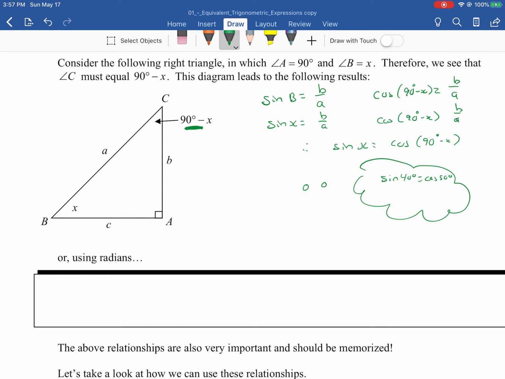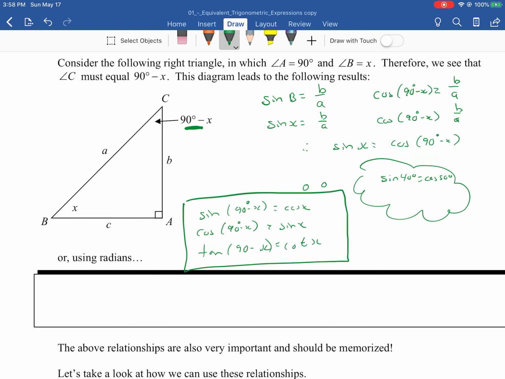So there's three actual relationships here that I'm going to write before I switch over to radians. The one I just found, which is that cosine of 90 minus x is equal to sine of x. But there's two other ones, developed very similarly. Sine of 90 minus x is cos of x, and tan of 90 minus x is cotan of x, actually. The opposite and adjacent switch roles, so you switch from sine to cosine, or from tan to cotan.